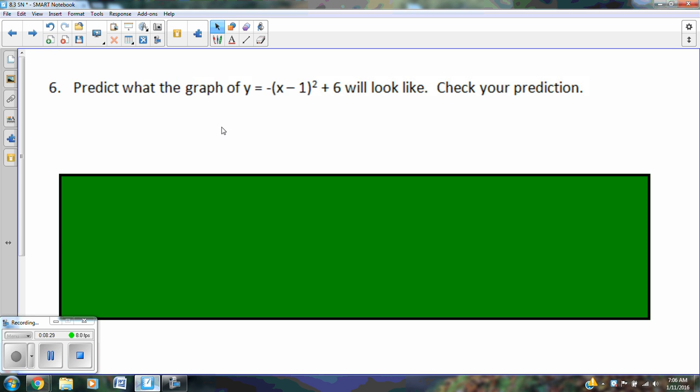So let's look at 6. Predict what the graph of y equals negative 1 times the quantity x minus 1 squared plus 6 will look like. There's a negative here. If it helps, you can think of this as a negative 1 on the outside of this piece. Then we'll check our prediction. Let's think about what each piece does. If we have a minus 1 in here, a plus 6 in here, and a minus 1 on the outside, what would each of those pieces do? So think about that, and then we're going to check our prediction.